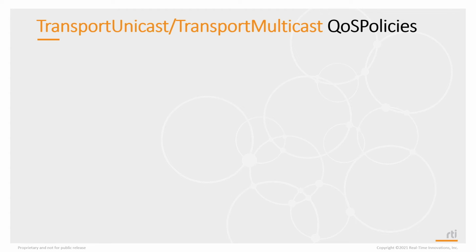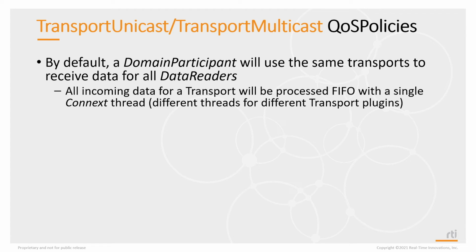So there's also the transport unicast and transport multicast QoS policies. What this does, it configures the domain participant. It's basically you're setting an address for the domain participant. Okay, the previous policy tells the transport plugin which interfaces you're allowed to use. But what the transport unicast and transport multicast QoS policies do is tell the domain participant what's your address.